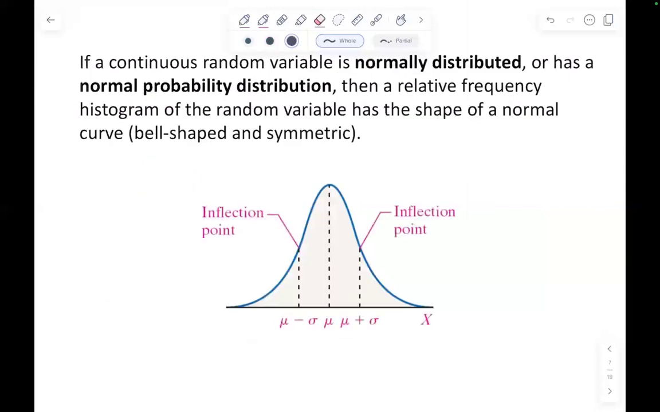I'm not even going to worry about the inflection points. We're ignoring those for now. We're just going to ignore them completely. They're really helpful if you do calculus. Otherwise, we don't care about them.